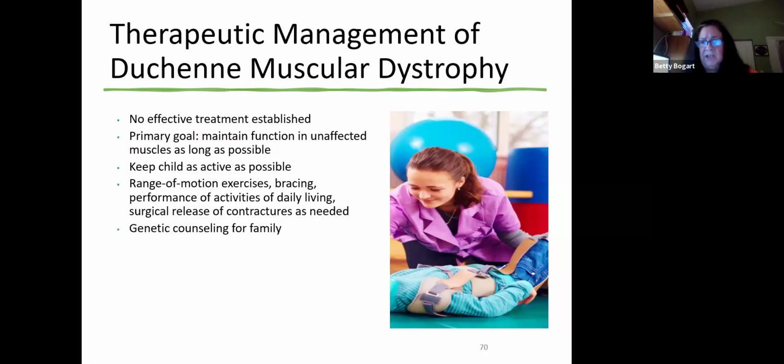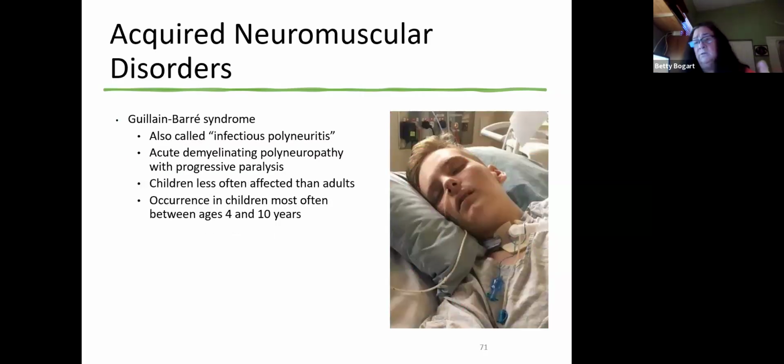These parents do need genetic counseling because it does come from mom. And if they want another child, they have to make the decision. Another condition, I don't know if you've studied it yet in your med surge, is Guillain-Barré.